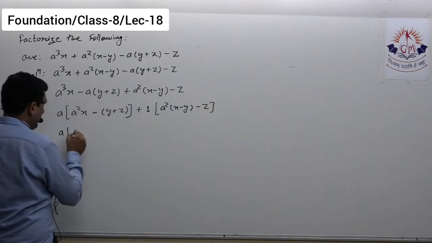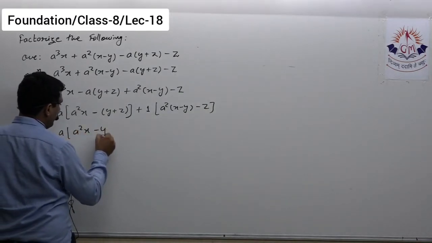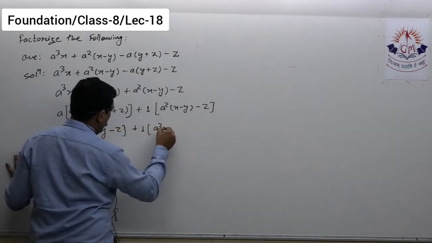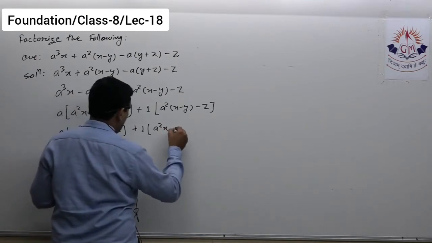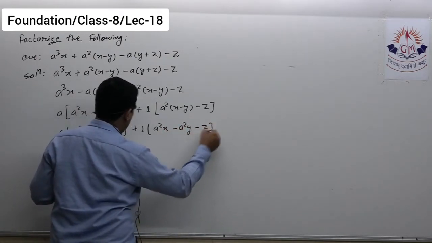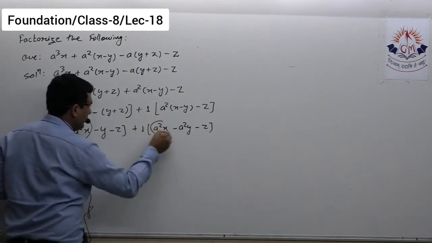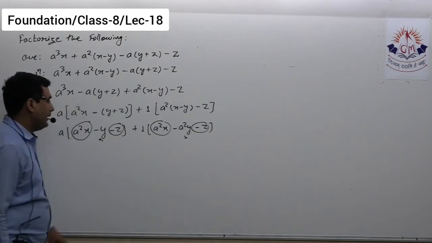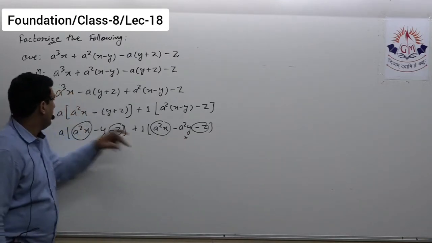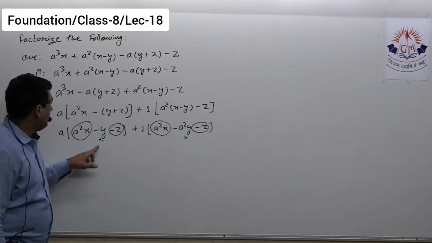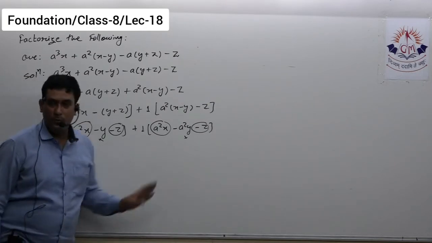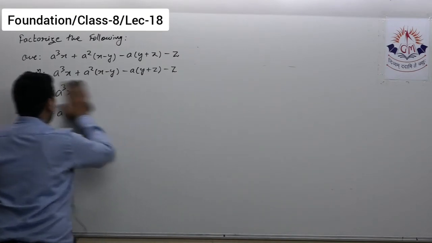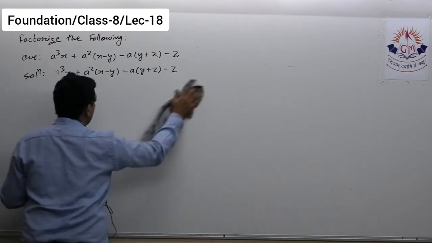Now if I solve this further, a square (x minus y minus z) plus 1, from here I get a square x, and minus a square y minus z. So I got this same, minus z again the same, but this term is different. Here I have a square y and here I have only y. That means it is not possible to factorize this further again. So I have to think of something different to factorize this.